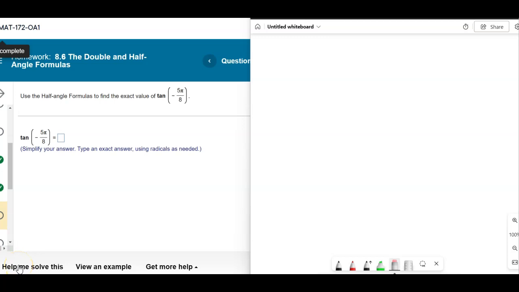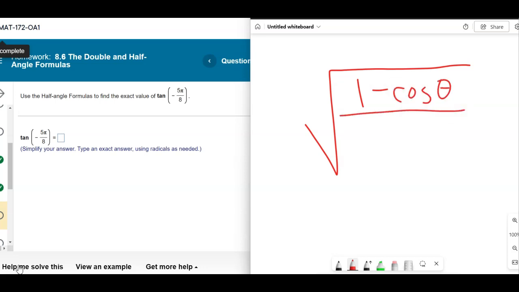Hey, true class, we're looking at a half angle formula for tangent. We're going to find the exact value of the tangent of negative 5 pi over 8. So one of the things we need to do, we're going to use the half angle formula, which is the half angle sine numerator divided by the half angle cosine numerator. So this is the one that we're going to use, okay?